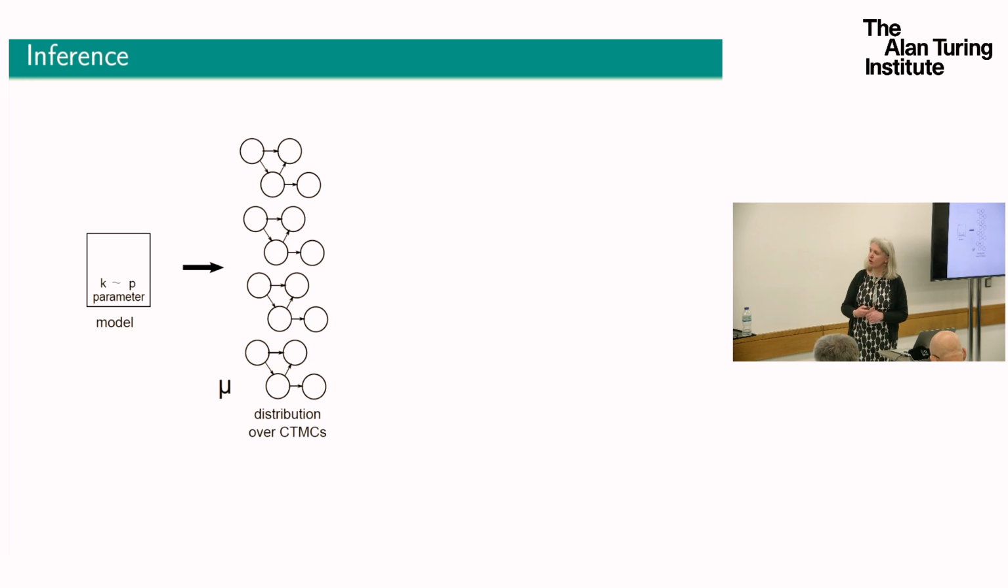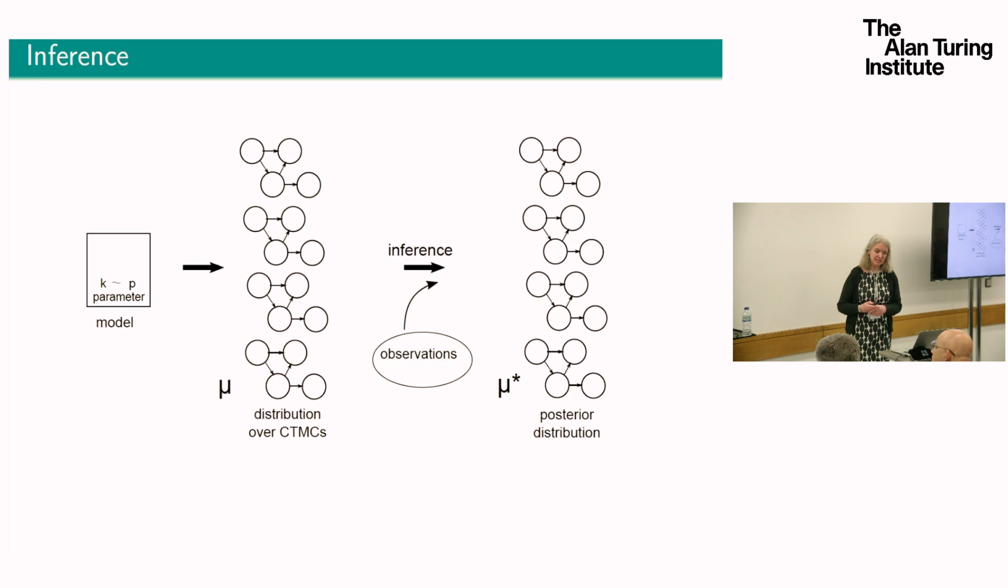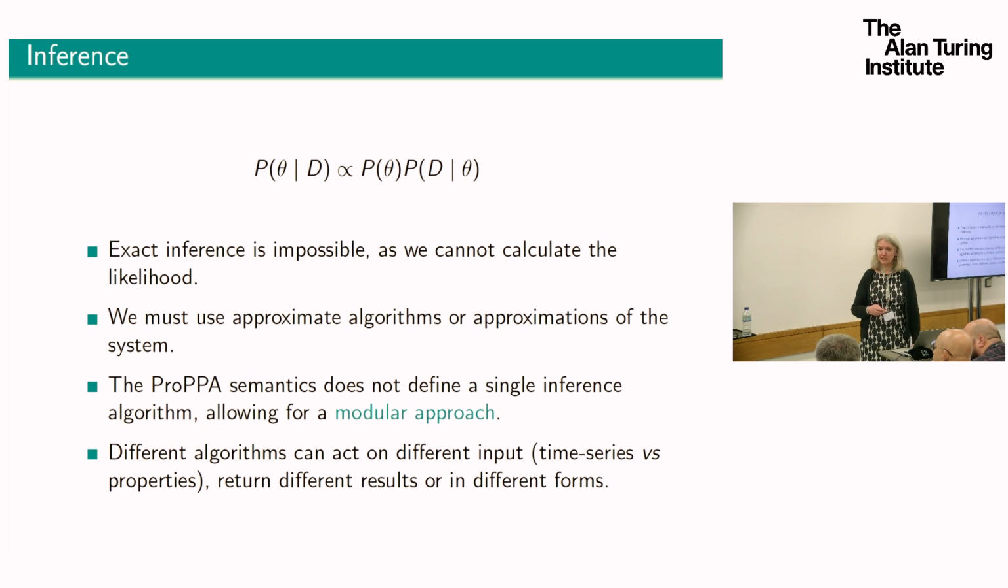Okay, so we have our model with the distributions within it, which gives us a distribution of CTMCs, and we want to incorporate observations and carry out inference to generate a posterior distribution, the general framework that everyone uses, but it's just a little bit more complicated because we're dealing with CTMCs and possibly infinite state CTMCs. So exact inference isn't possible, because we cannot therefore calculate the likelihood exactly. So we use various different approximate algorithms or approximations of the system.